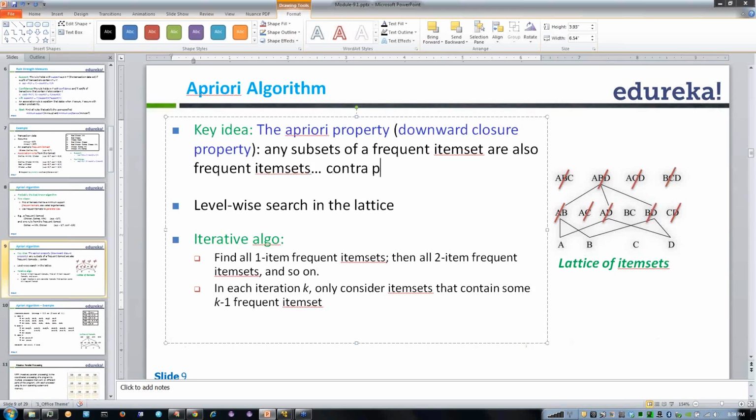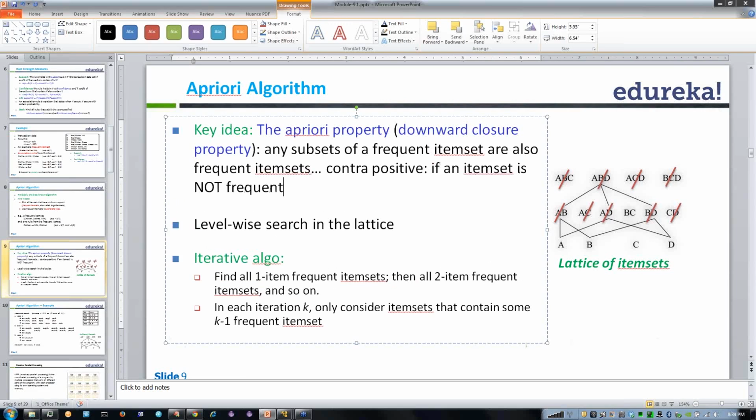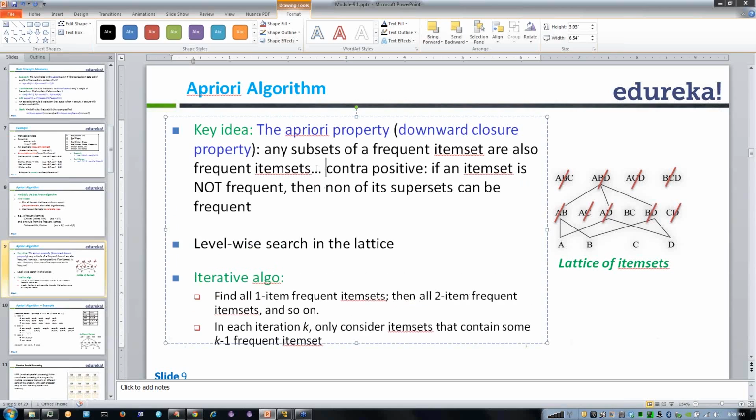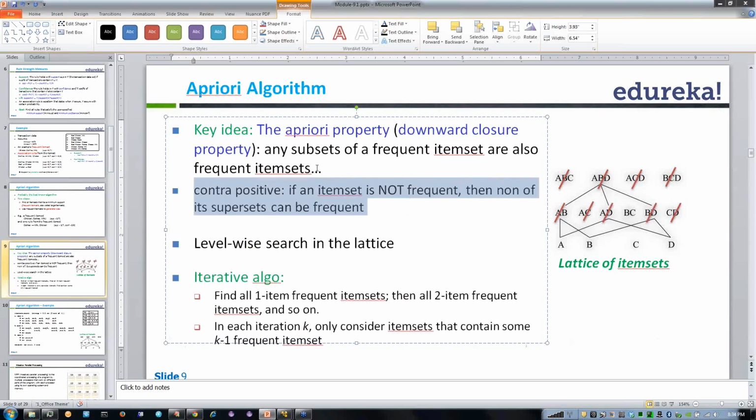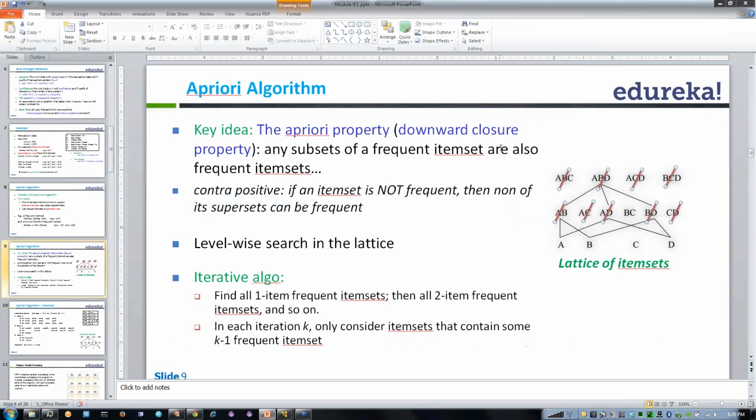In other words, the contrapositive of that statement is if an item set is not frequent, then none of its supersets can be frequent. Okay, that's a contrapositive, which is the most important property. Okay, do you understand that? Okay, now if you know that, then that's it. Apriori is done actually.